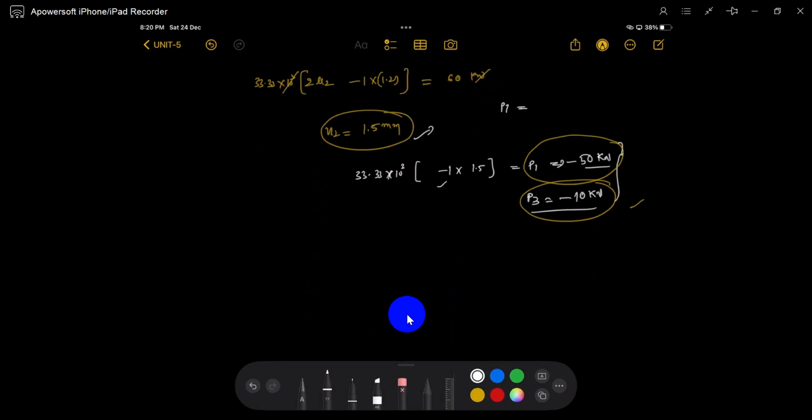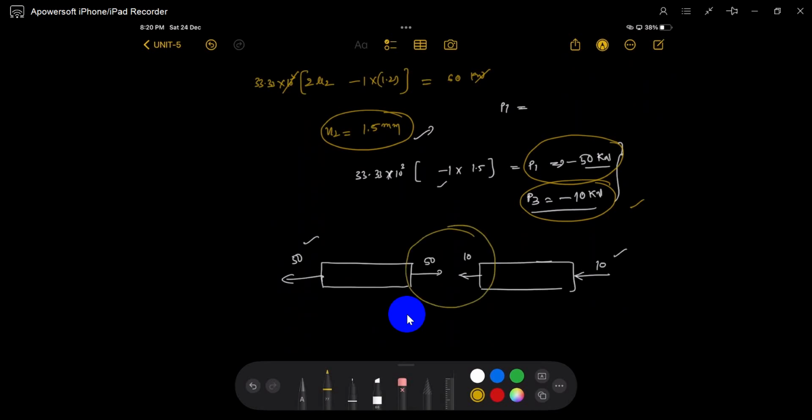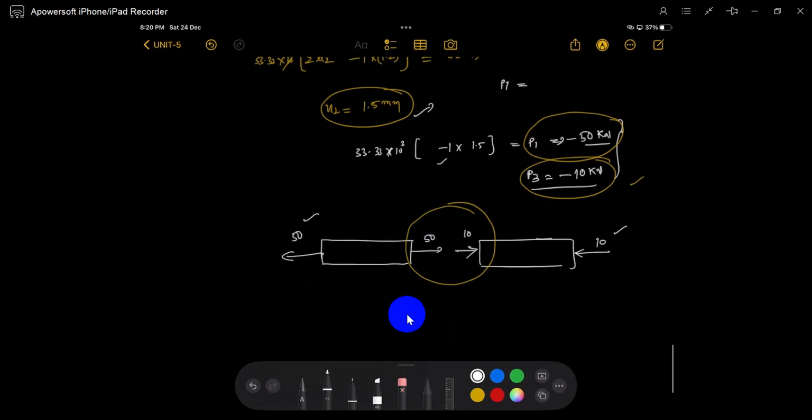So if you want a free body, for element 1 it's 50, it's 50. For element 2, it's 10, it's 10. Understood? You get 10 minus value, 50 minus value. So now see the joint. See, it is in compression. Understood? It is in compression. It is in tension. Understood? It is in tension.